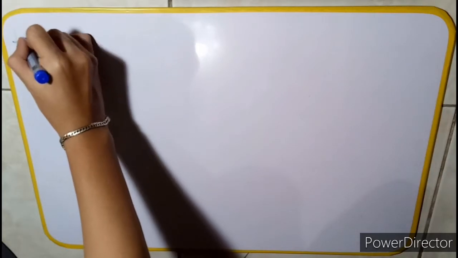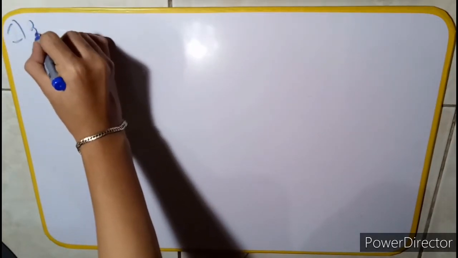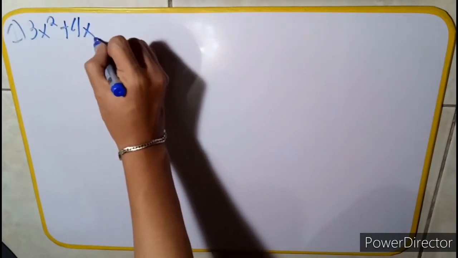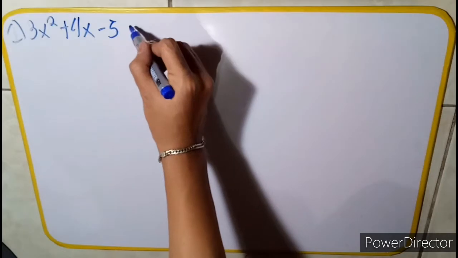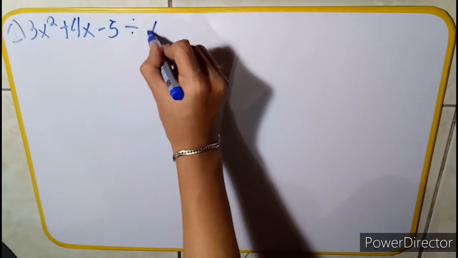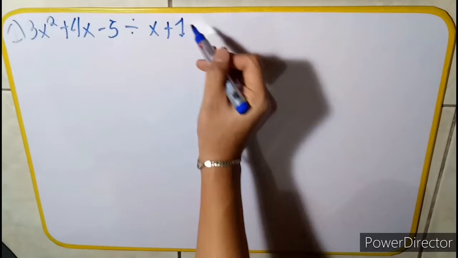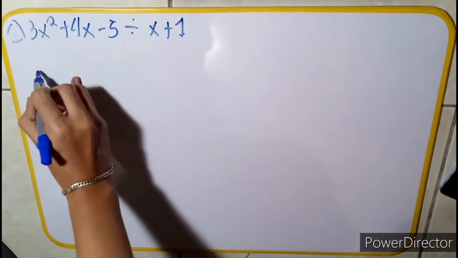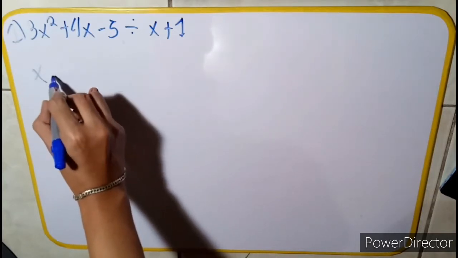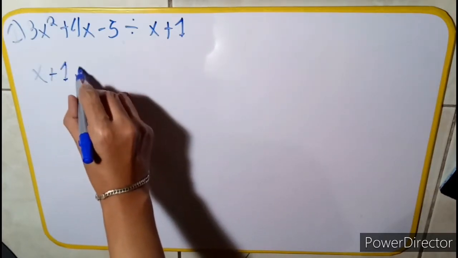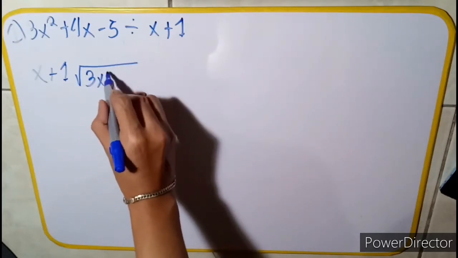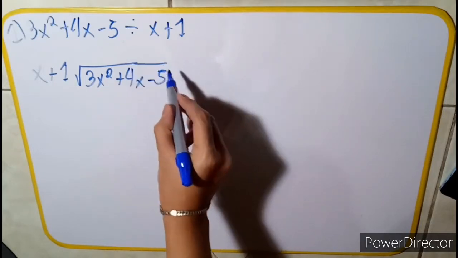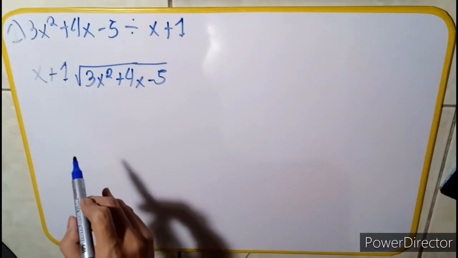Our first example is 3x squared plus 4x negative 5 divided by x positive 1. This is our first example. Using long division, we will write this as x plus 1 divided by 3x squared plus 4x negative 5. This is how we write when it comes to long division.